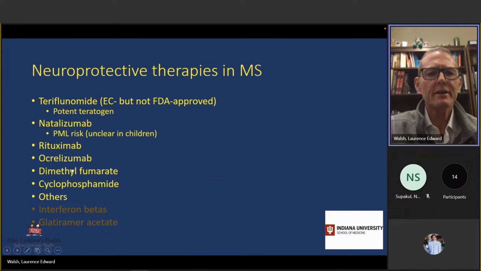A lot of these are still in trials. This one we don't use as much. These were what we used to use a lot, and I think folks are getting away from these some. They're parenteral, so kids don't like them, and we've got some better agents now.